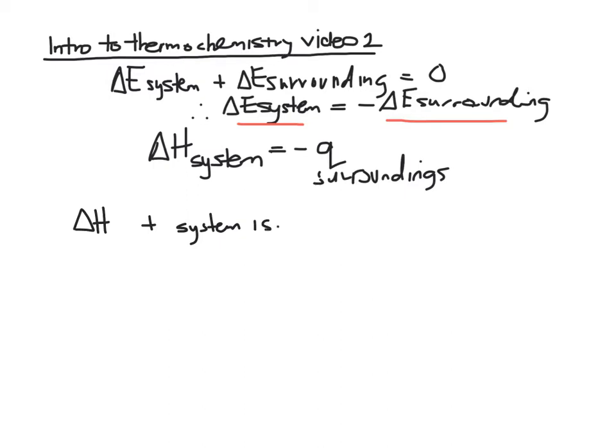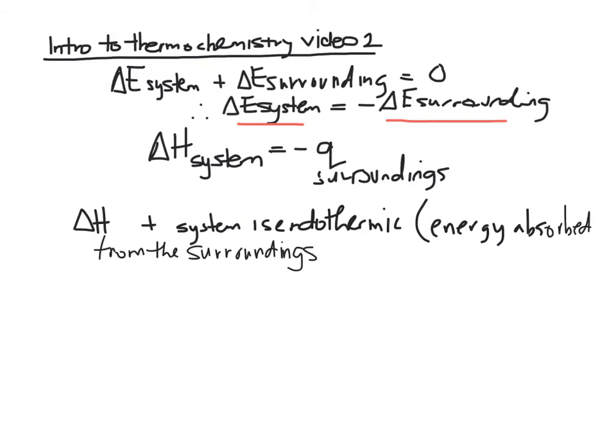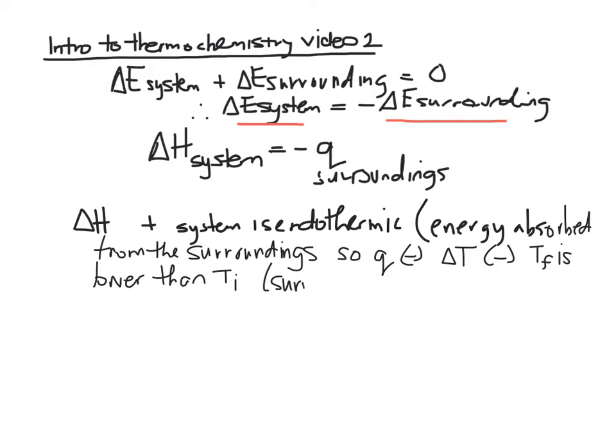is endothermic, meaning it absorbed energy from the surroundings. So energy is absorbed from the surroundings, so Q would be negative, meaning delta T is negative, meaning TF is lower than Ti, than the initial temperature. So basically, the surroundings got colder, and they will feel cold. The temperature went down.